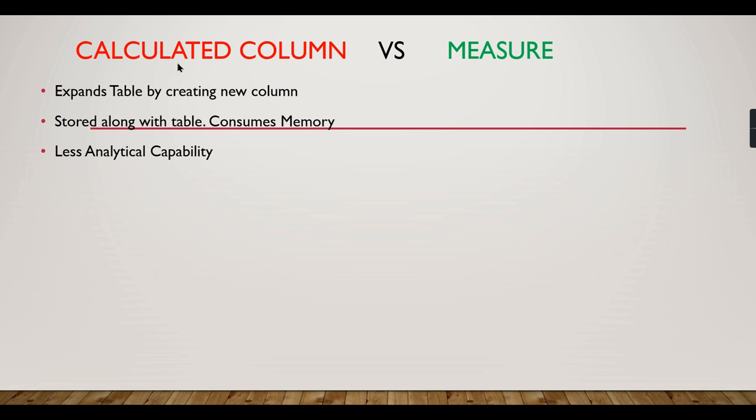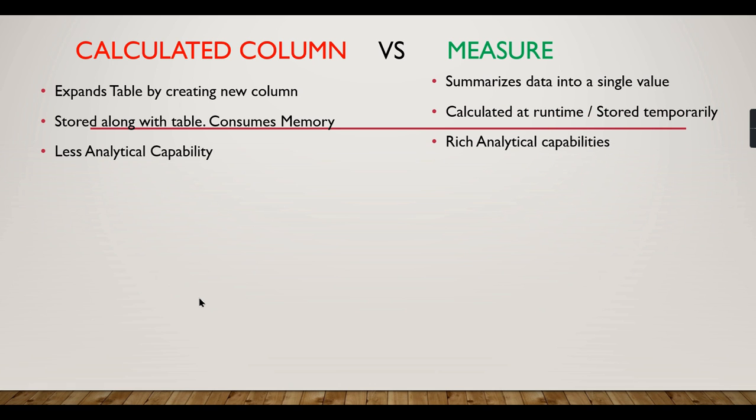So let us see what is a calculated column. A calculated column expands the table by creating a new column, stored along with the table, consumes memory, with less analytical capability. Meaning, you have a table, and we will shortly see the example so that it will be easy for you.